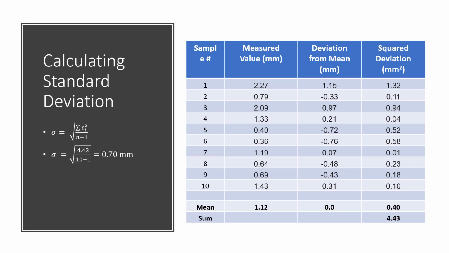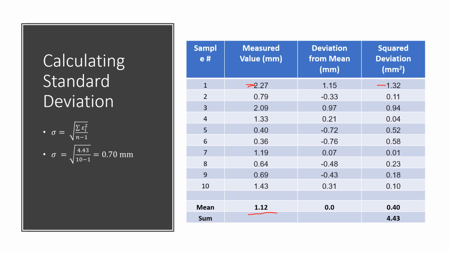All right, so here's an example of calculation of standard deviation. We have 10 measurements. Here are the measured values, and then down here, we get the mean of the measured values. In the third column, these are my deviations from the mean. So I have 2.27 for my first sample. I subtract off 1.12 and I end up with 1.15. That's my deviation. In the next column over, I'm going to square that value. So 1.15 squared is essentially equal to 1.32. We're going to do that for each of our 10 samples.